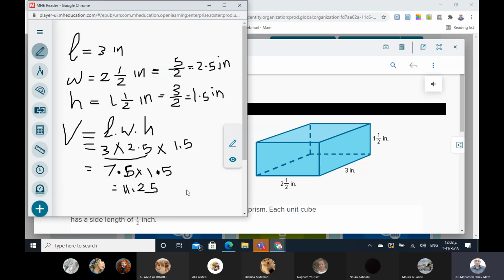Now, who can tell me what is the unit here? Inches. Inch squared or inch cubic? Is it inch cubic? Yes, because inch times inch times inch means inch exponent 3. And we read it inch cubic. Who has any question here? Okay, continue with me, please.